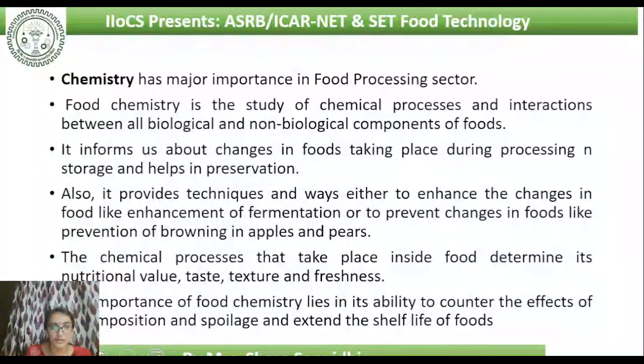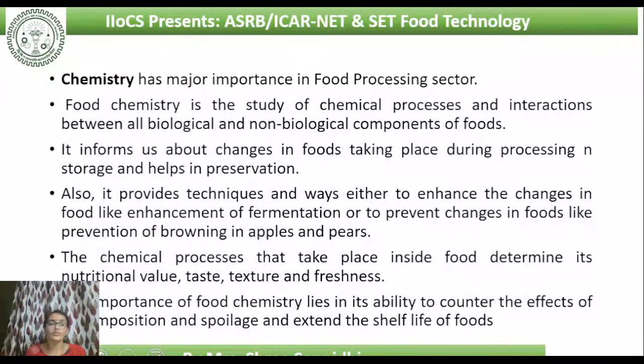It informs us about changes in foods taking place during processing and storage, and helps in preservation. For all the preservation techniques, we have to know the food chemistry, right? What is going on inside the food. If we know that, we will be able to develop a controlling method. Also, food chemistry provides techniques and ways either to enhance the changes in food, like enhancement of fermentation, or to prevent changes in food, like prevention of browning in apples and pears.